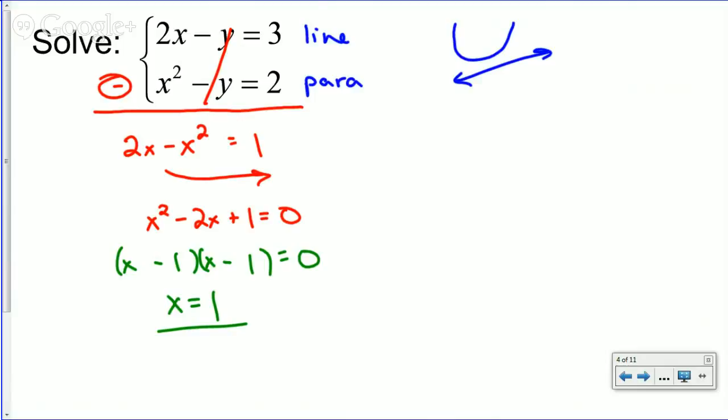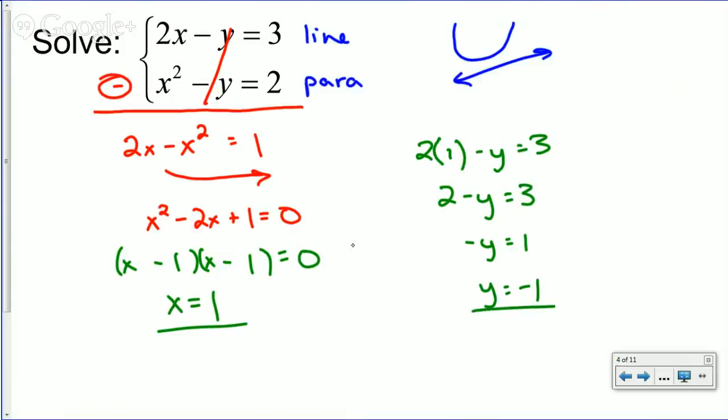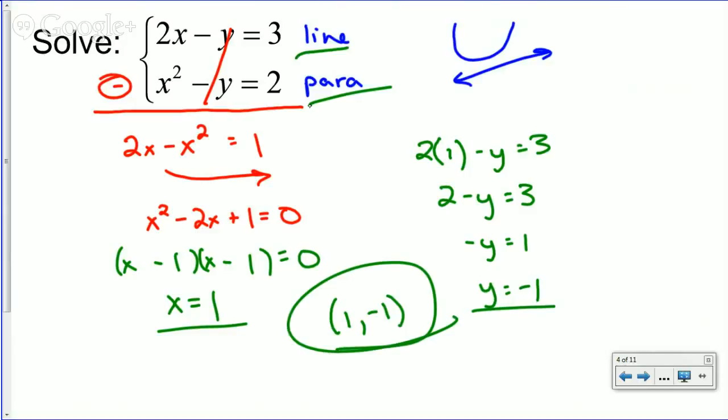So now that I know x, we'll take it back in here and we'll plug it into either equation to figure out y. It does not matter which one. So let's take the top one. So 2 times 1 minus y equals 3. So 2 minus y equals 3. So negative y equals 1. And y is negative 1. So at (1, negative 1) is where my line and parabola intersect. Okay, so this is actually a tangent line there at that point.